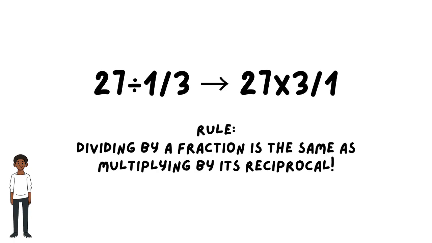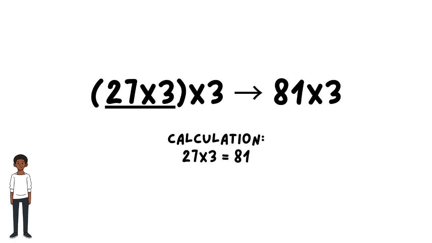To divide by a fraction, we keep the first number, change the division sign to multiplication, and flip the fraction to its reciprocal. Dividing by 1/3 becomes multiplying by 3 over 1, which is just 3. Step 1. Multiply 27 by 3. 27 times 3 equals 81.